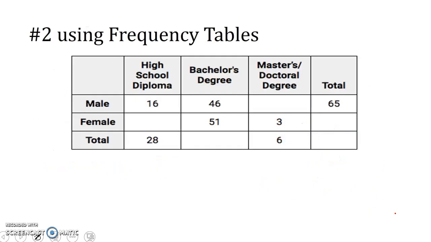Let's take a look at a different situation. This is a frequency table, and what we have here are males and females, and whether those people have a high school diploma or a bachelor's degree or a master's degree. This is called a two-way table because it's breaking things into two different categories, male and female, and then what type of degree they have.